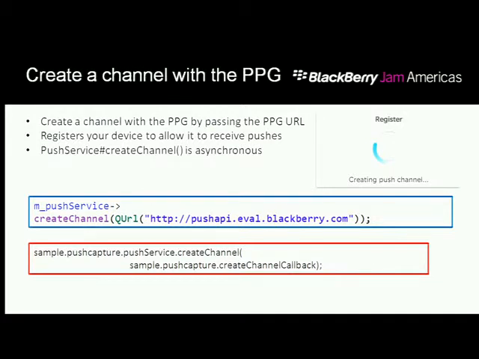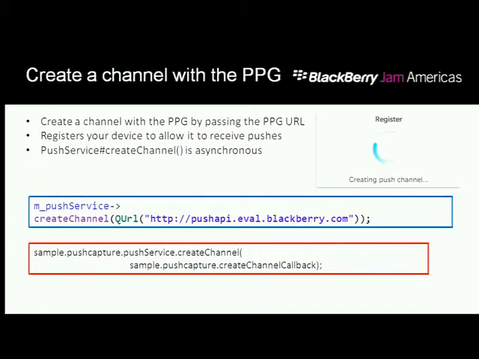So again, when you sign up for push service, you'll get a URL, an app ID, and a password and other things that you can use on the server side as well. So we're just going to pass that in as a URL. And again, this is asynchronous, and when this is finished, we will be able to start receiving pushes.